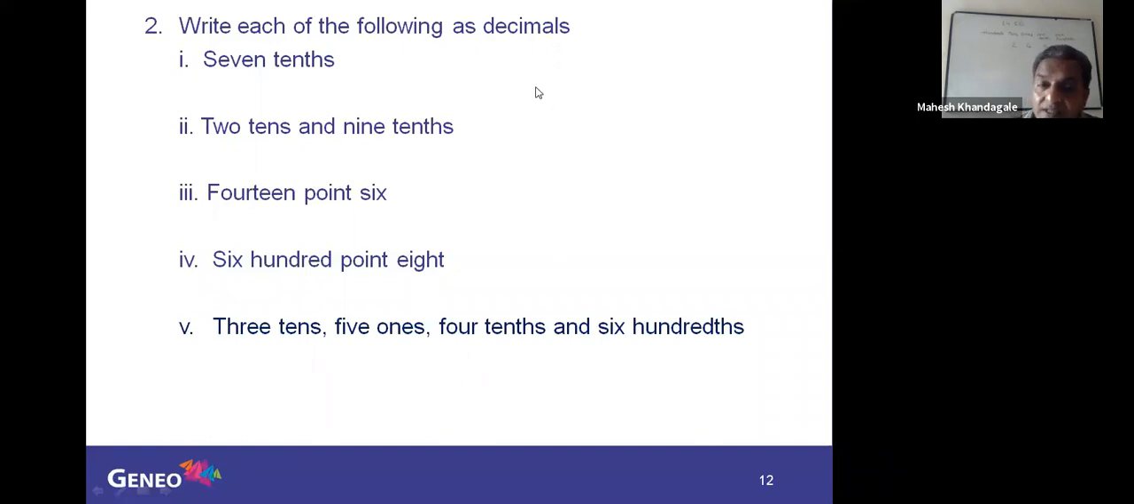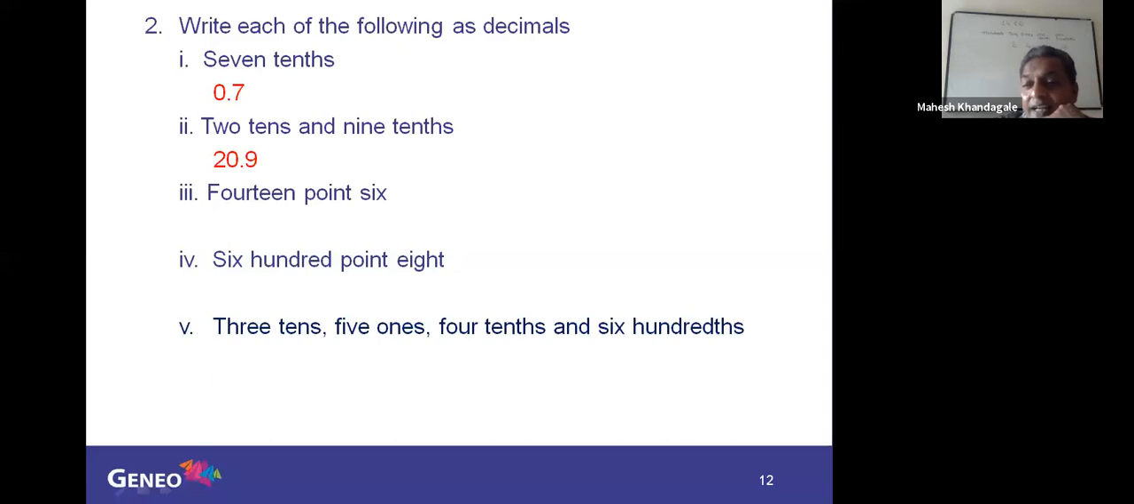So 7/10. We have 7 tenths. So the answer would be 0.7. There is no units digit here, so it is 0.7. Okay, getting it? 2 tens and 9 tenths. See, there is a difference between tens and tenths. Here it is T-H-S. So this can be written as 2 tens means 20 and 9 tenths means 0.9. So this is 20.9.